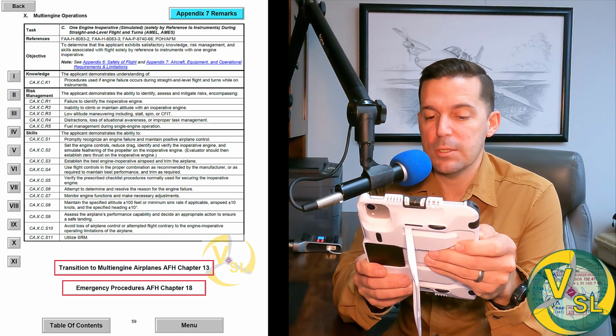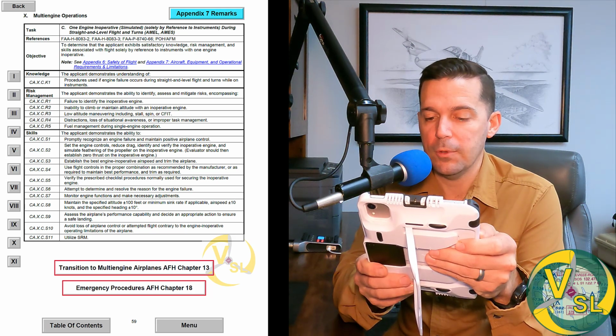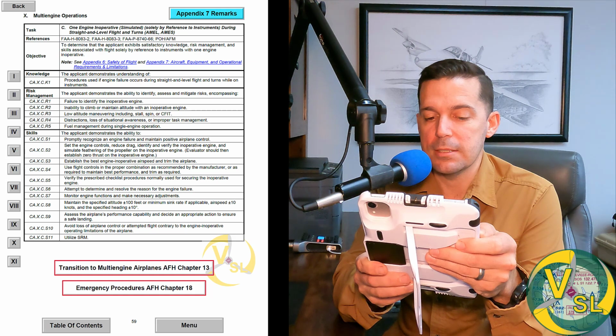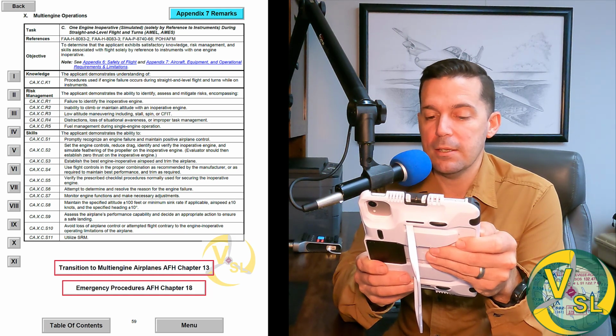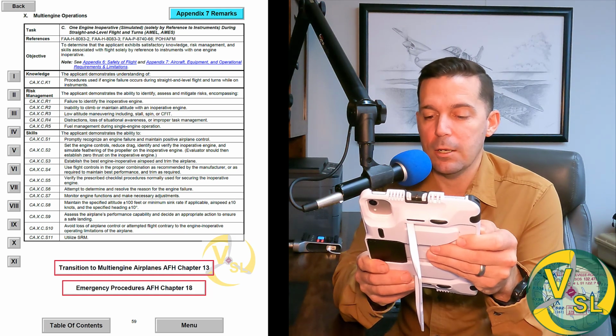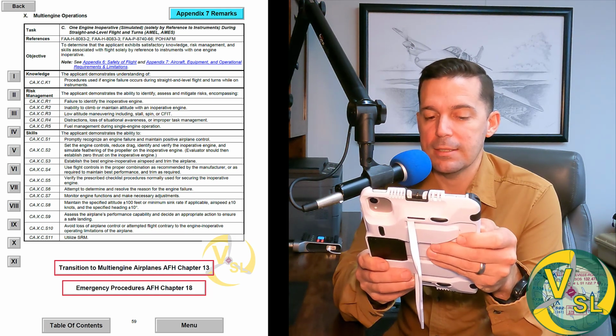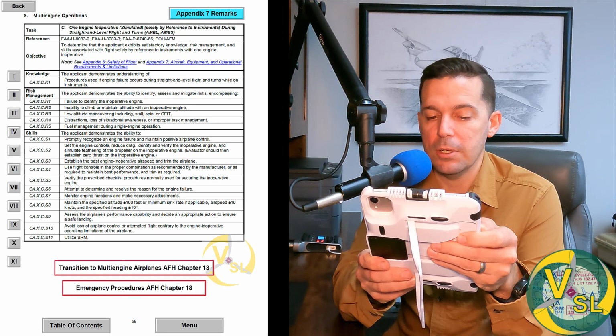Skill 8, maintain the specific altitude plus or minus 100 feet or minimum sink rate if applicable, airspeed plus or minus 10 knots, and specified heading plus or minus 10 degrees. Skill 9, assess the airplane's performance capability and decide an appropriate action to ensure safe landing. Skill 10, avoid loss of airplane control or attempted flight contrary to the engine inoperative operating limitations of the airplane.